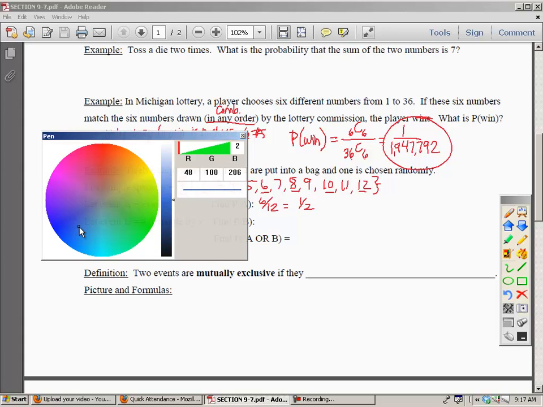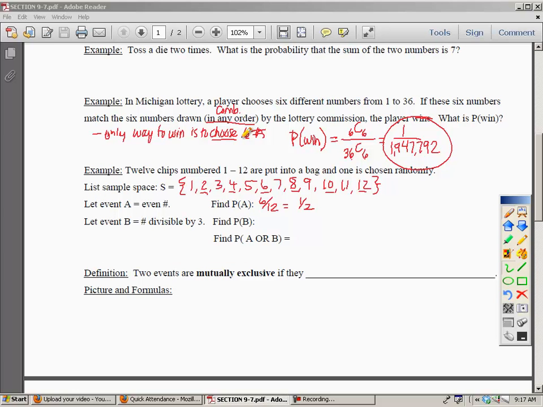If I change my color so I can do question number 2, what's the probability of event B, that you get a number divisible by 3? Well, 3 is divisible by 3, 6 is divisible by 3, 9 is divisible by 3, and so is 12. So 4 out of the 12, which then reduces to 1/3.